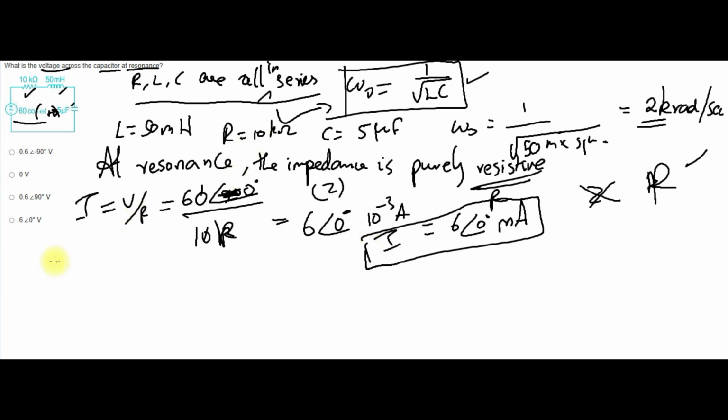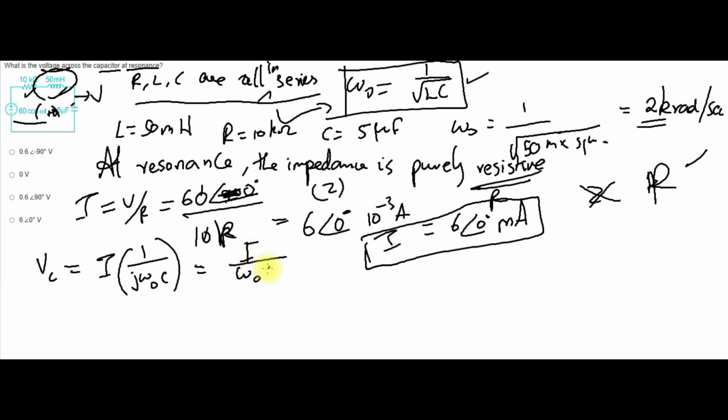Now we have to find VC, the voltage across the capacitor. V is equal to I into the capacitor formula, which is 1 by j omega naught C. So this equals 1 divided by omega naught C, and then 1 divided by j, and you convert to angle form.